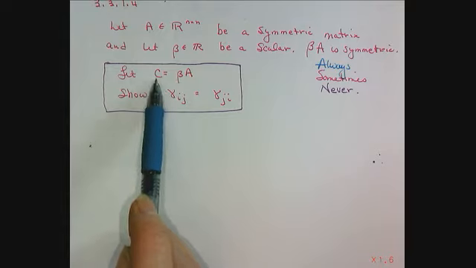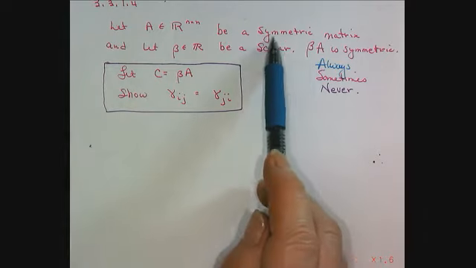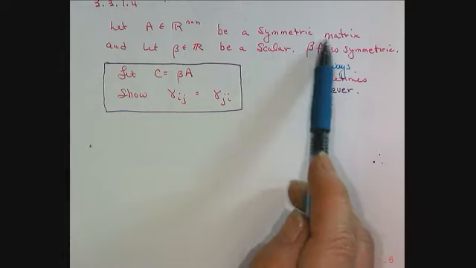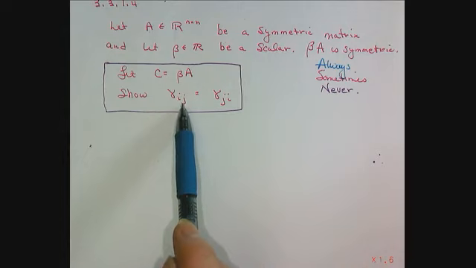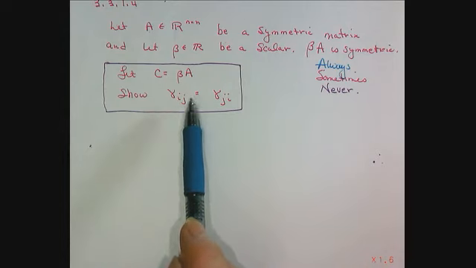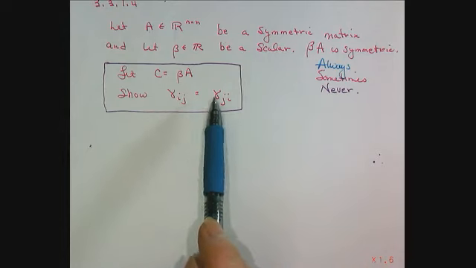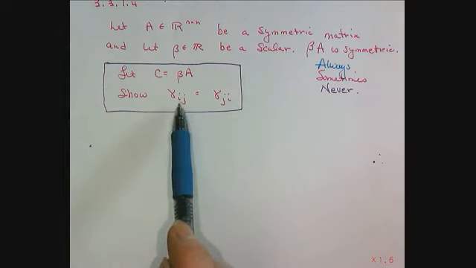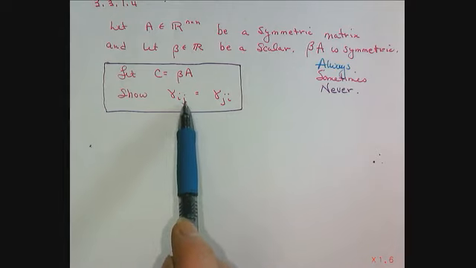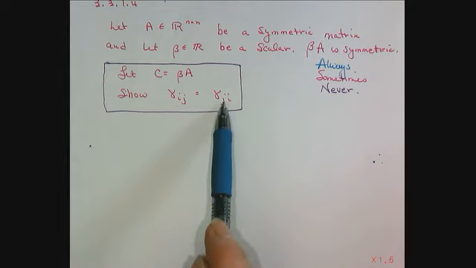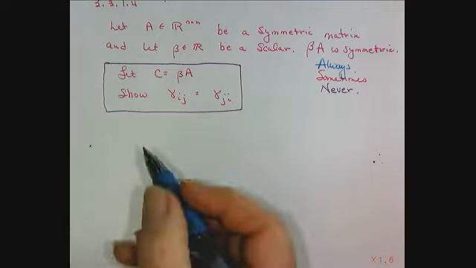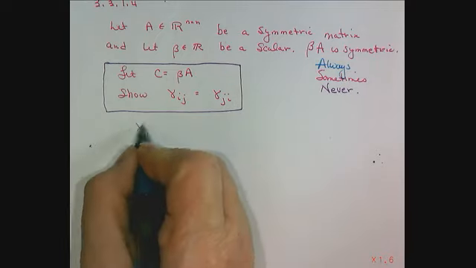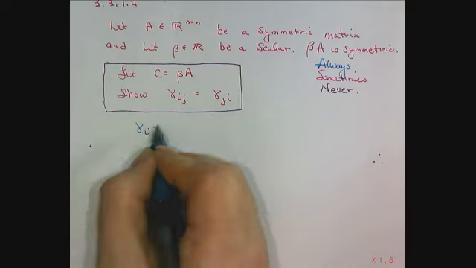And I know that in order to talk about a matrix C being symmetric, what I needed to do is look at the entry in the ith row, jth column, and show that it's the same as the entry in the jth row, ith column, for all i and j. So let's look at the entry in the ith row, jth column.